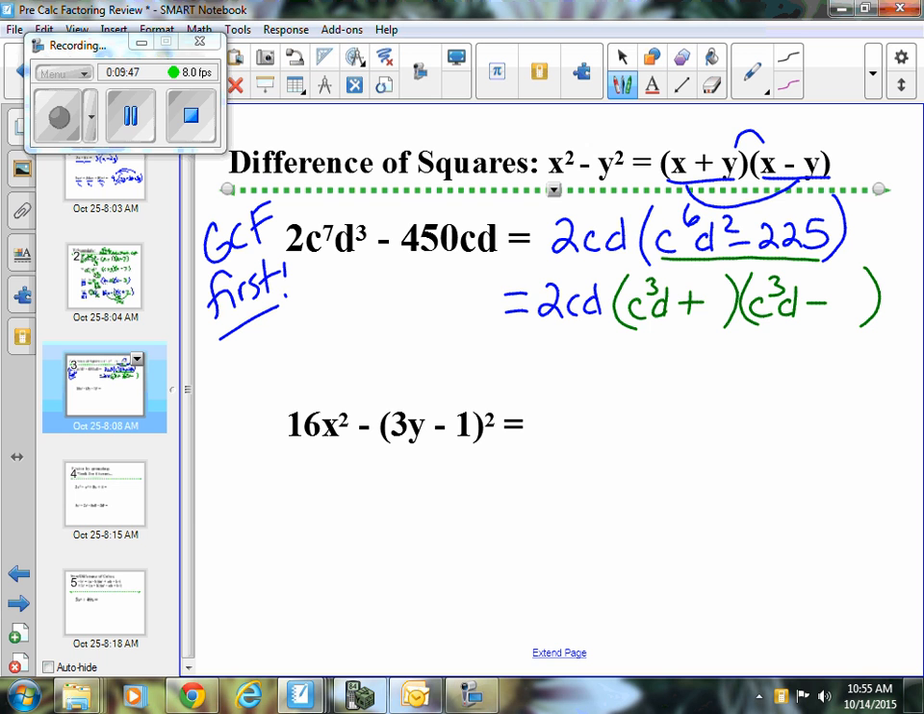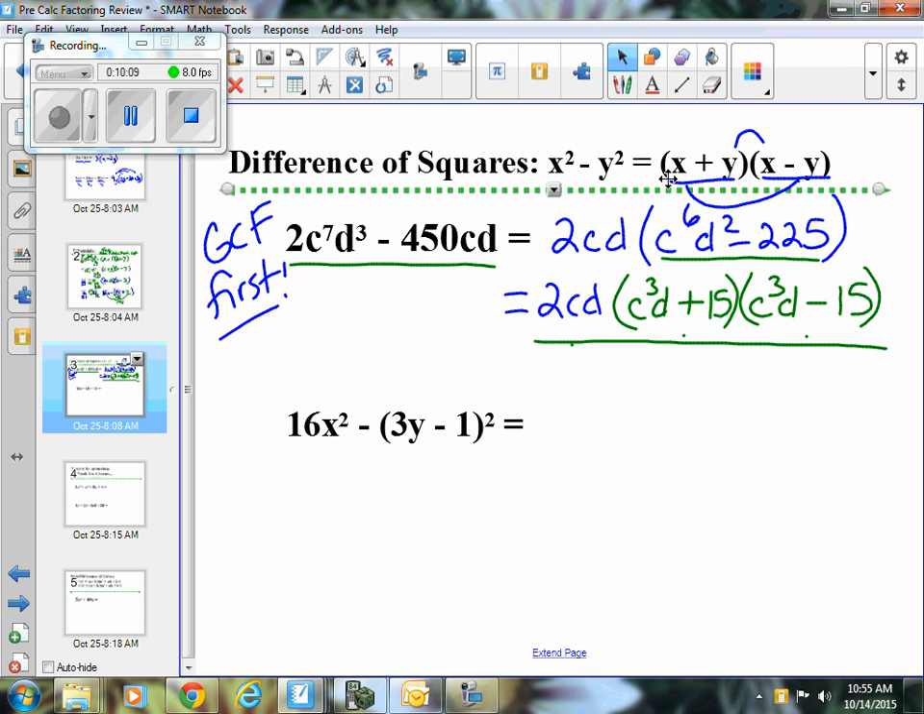225 is a perfect square. What squared is 225? That is 15. So plus 15 and minus 15. If you did your FOIL, the outsides and insides would cancel and you'd be left with those two. So your final product is all three of those factors, the GCF and both of the binomials. So if you multiply that all back out, you'll get back to the original.